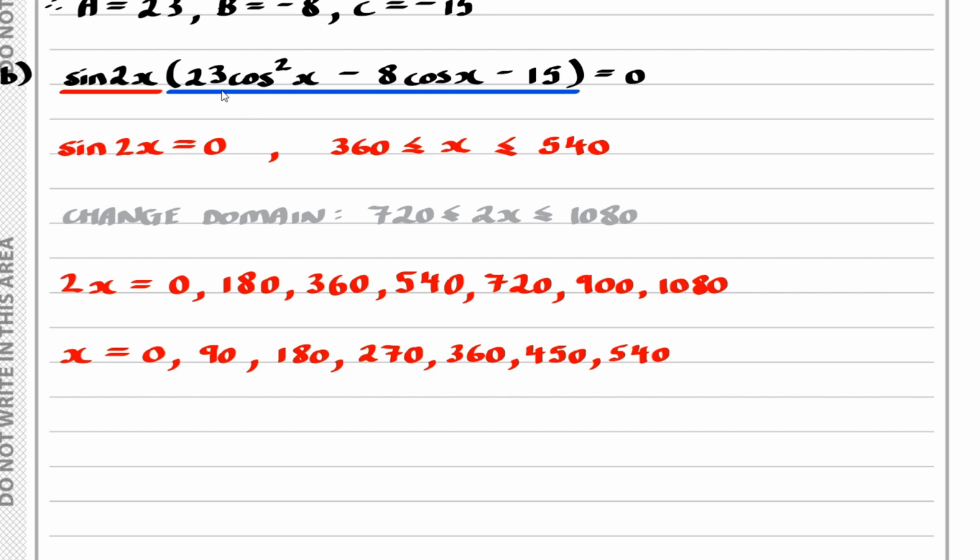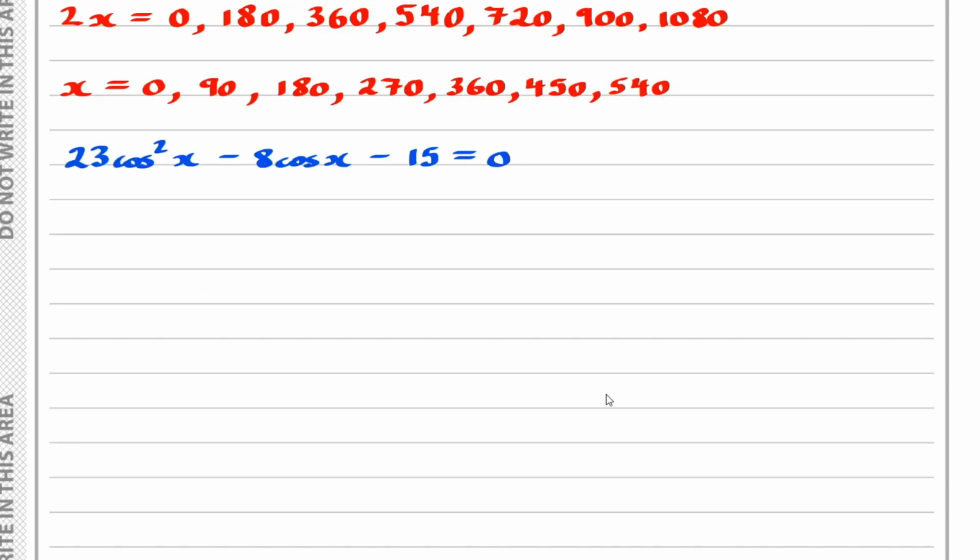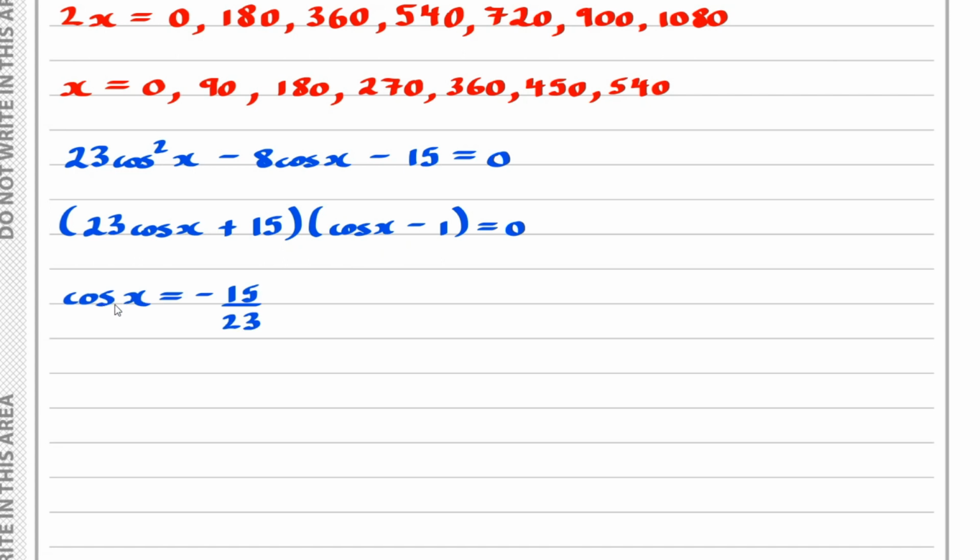If I now take a look at the 23 cos squared x, subtract 8 cos x, subtract 15 equals 0, then what I can do is solve this equation. I can factorize this as 23 cos x plus 15 multiplied by cos x minus 1, and this is equal to 0. So I've got cos x equals negative 15 over 23.